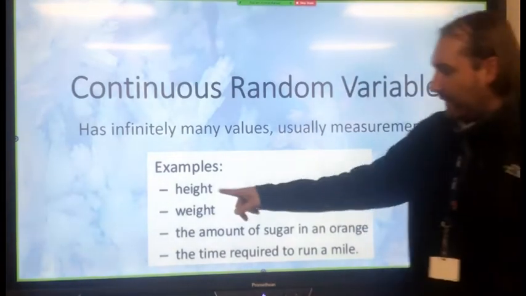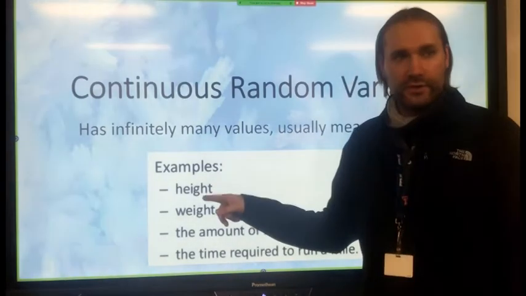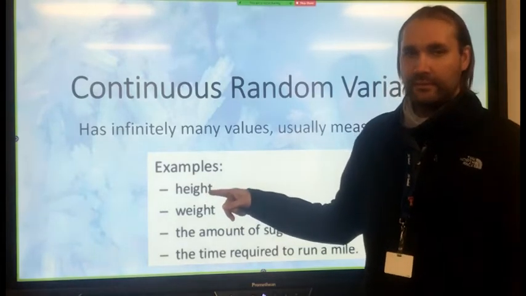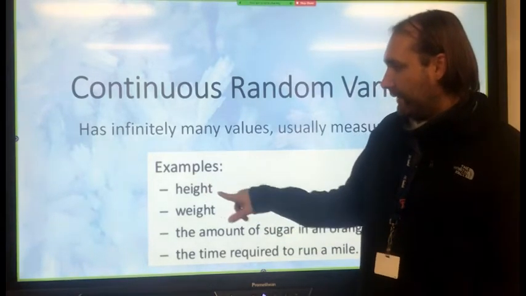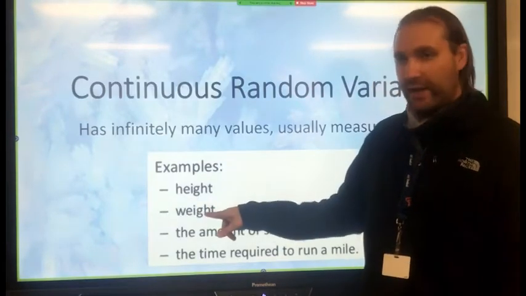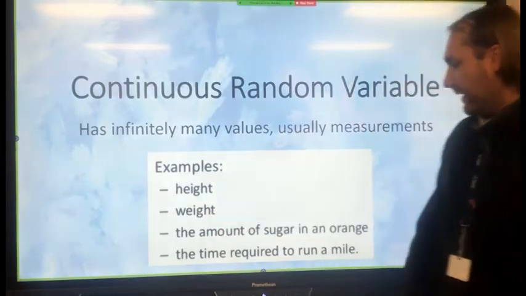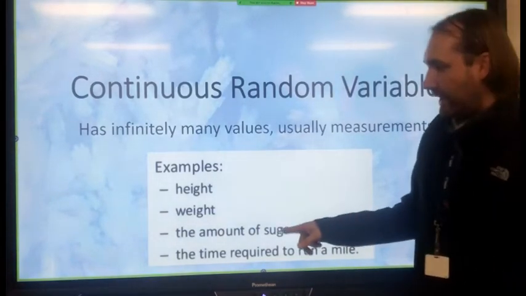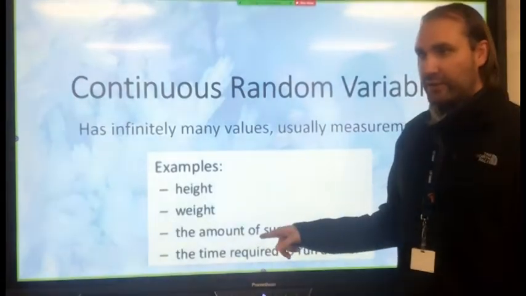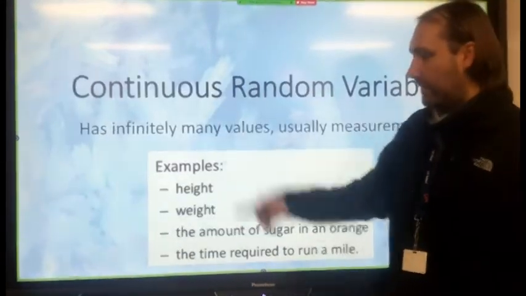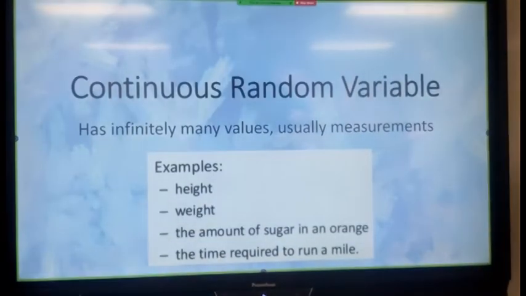You really don't want to sit there and count everybody's height in the world, would you? I know there's not an infinite number of people in the world. I guess there kind of could be, with reproduction. But not really. You can count them, but is that feasible? No. Would you count everybody's weight? No. The amount of sugar in an orange. You can maybe count the amount of sugar in a sugar jar. Would you actually sit there and count every grain? No. You could, but I would really call it more continuous. And the time required to run a model.